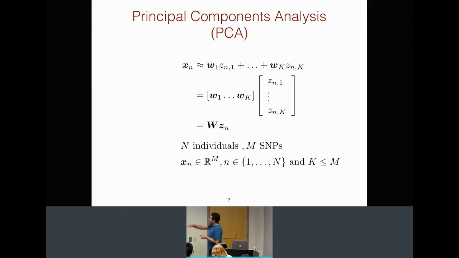So now we can massage this and write this in terms of a matrix W times zn, which is the projection of this individual along the principal components. And this approximately equal to is because there is no guarantee that we can exactly write an individual like this. So there is an approximation that needs to be made. And so there's some loss of information. So let's make this more precise.